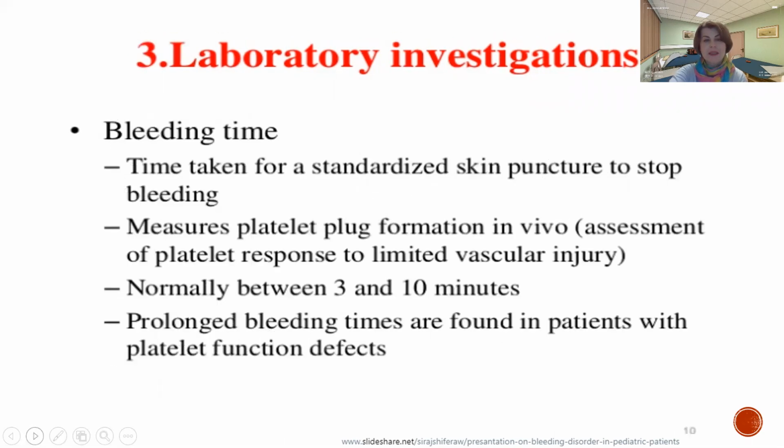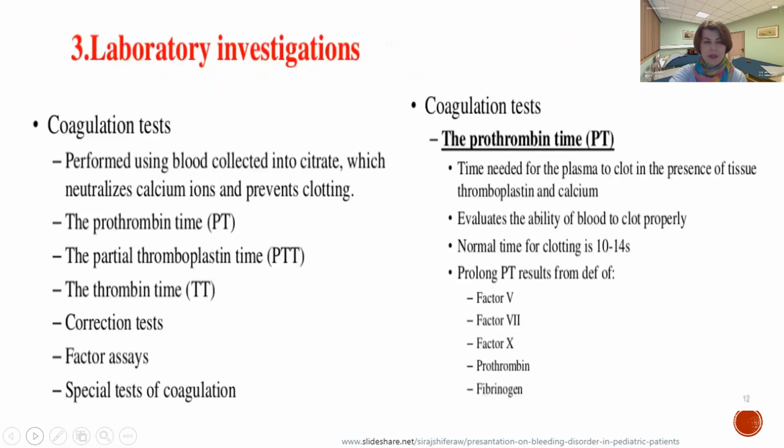The bleeding time is the time taken for a standardized skin puncture to stop bleeding. It measures platelet plaque formation in vivo and usually represents an assessment of the platelet response to limited vascular injury. Normally it is between 3 and 10 minutes, and prolonged bleeding time is found in patients with platelet function defects.